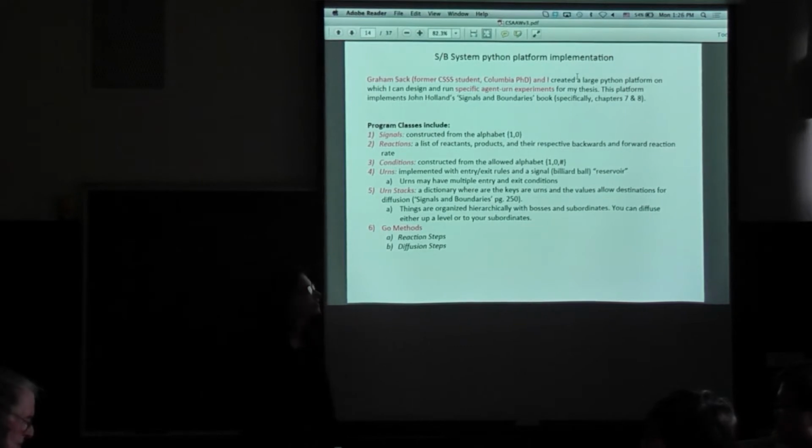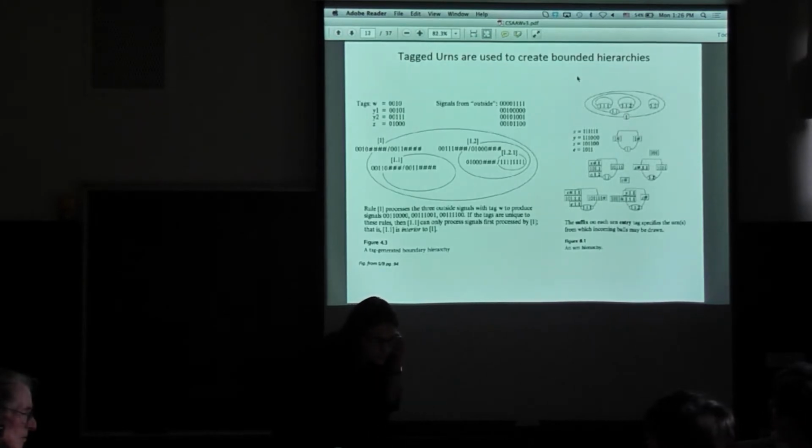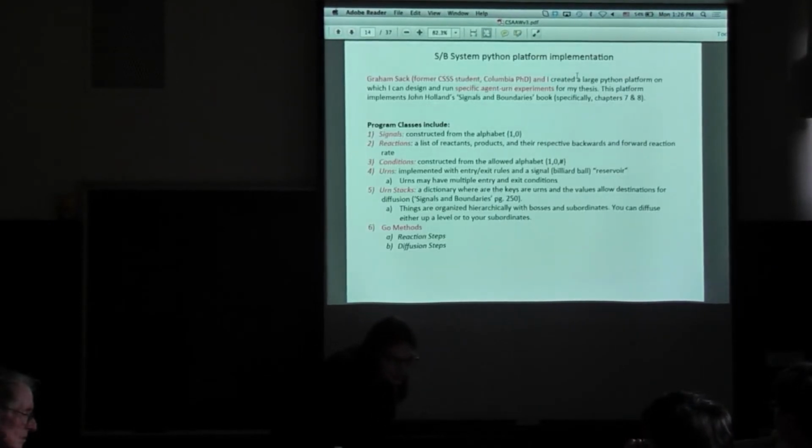Boss and subordinate correspond to parent and child. So the subordinate would correspond to an interior urn. If you're inside the cell, the mitochondria is the subordinate. If it's outside, that's the boss. Sorry, I should be up here with this.